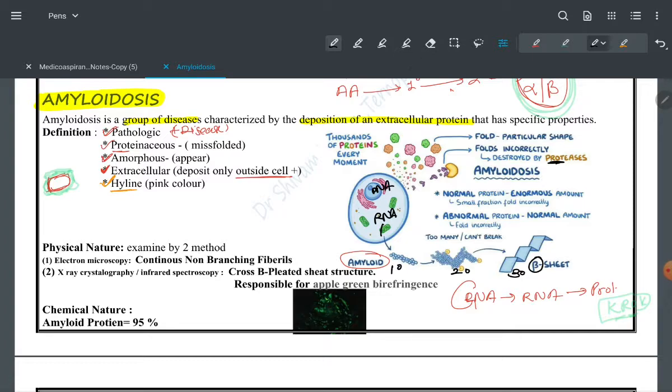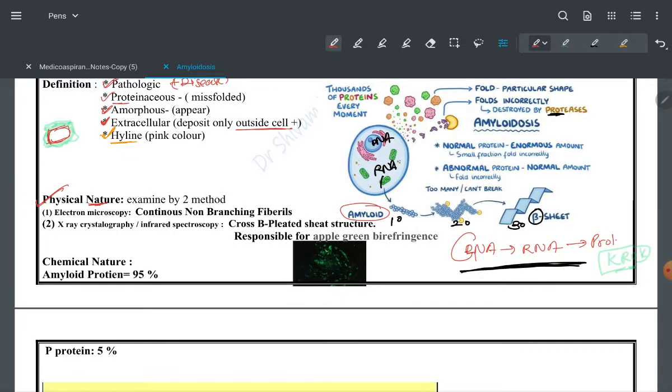Don't be confused with all these things, just remember this while going through the question, it is going to help you. The next one is, what is the physical nature of amyloidosis? Very important. When you study the physical nature, there are two methods by which we identify it. The first one is electron microscopy, and the second one is X-ray crystallography, that is, infrared spectroscopy.